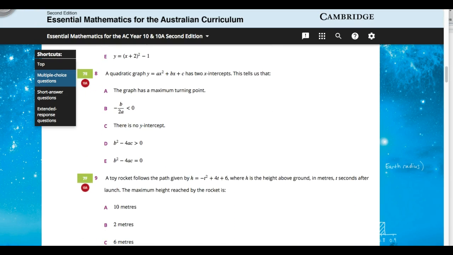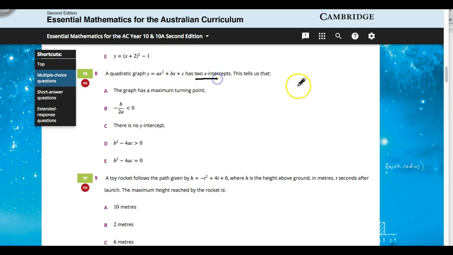All right, now let's just make sure we're covering this one. A quadratic graph tells us that the graph has a maximum turning point. Sorry, I'm just trying to think. Okay, so we should be able to do this one. I'm just looking at 10a. We didn't cover too many of the topics that were 10a.